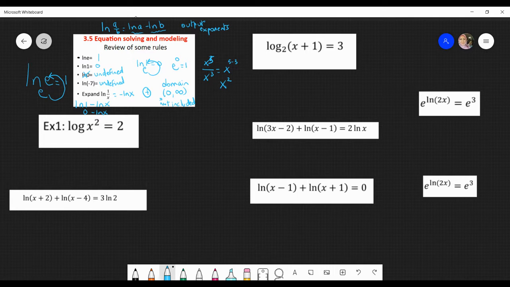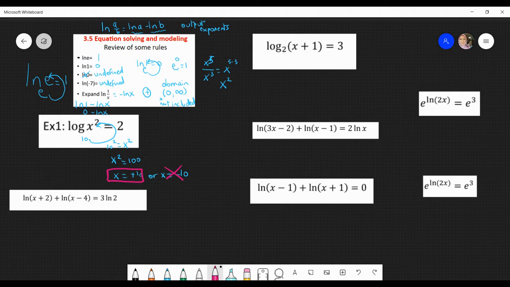So I'm going to start with example 1. And the question is solve, which means we need to find the value of x. When I see log, it means the base is 10, so I will use the loop. 10 to the power of 2 equals x squared. So x squared equals 100, which means x could equal plus 10 or x could equal negative 10. Now, what did we just say? We can't have a negative input. So we will take the 10 as the only solution.